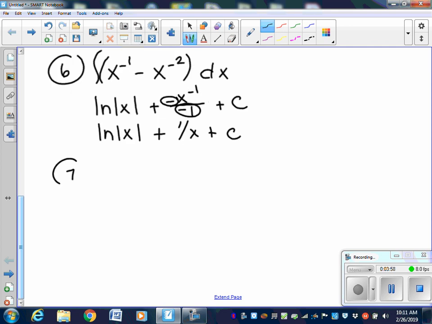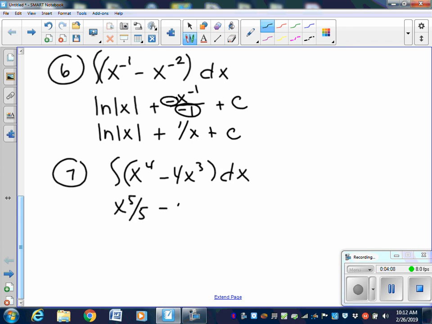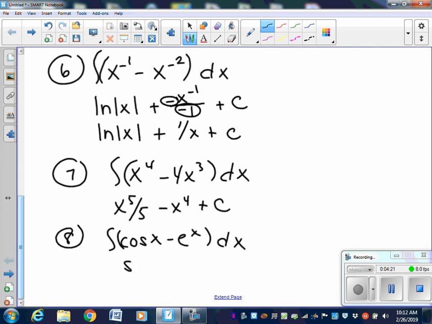Number 7, very similar, x to the 4th minus 4x to the 3rd dx. Final answer is x to the 5th over 5 minus x to the 4th plus c. Just add 1 to the x. Number 8, antiderivative of the cosine of x minus e to the x dx. The antiderivative of cosine is sine. Antiderivative of e to the x is e to the x plus c.